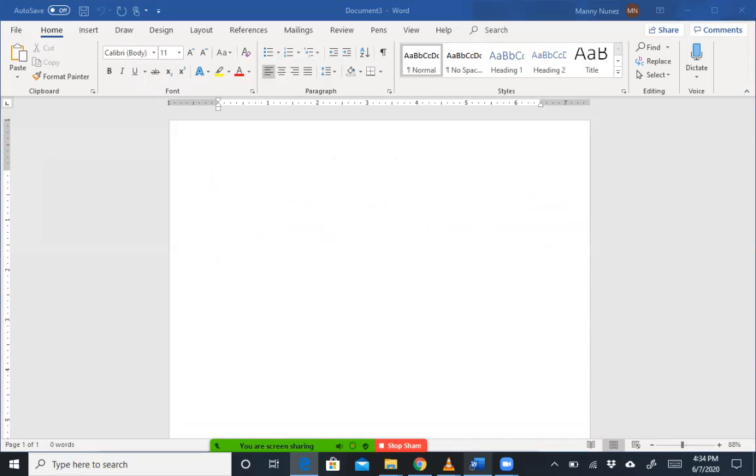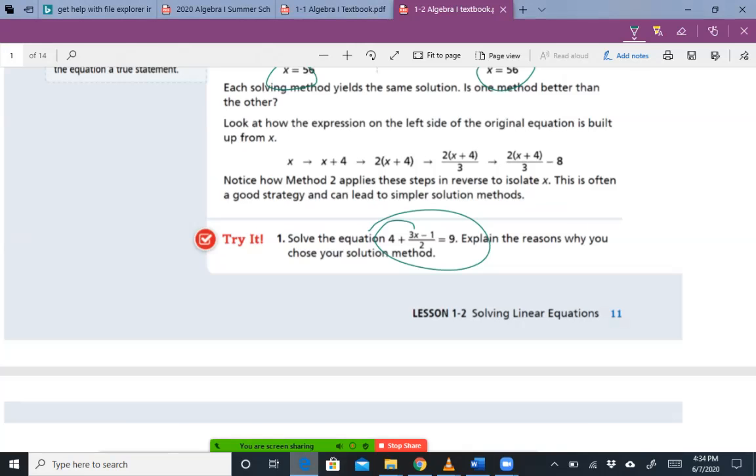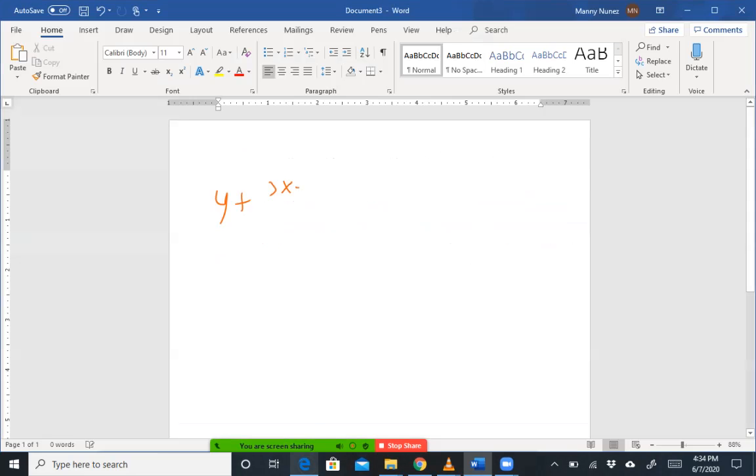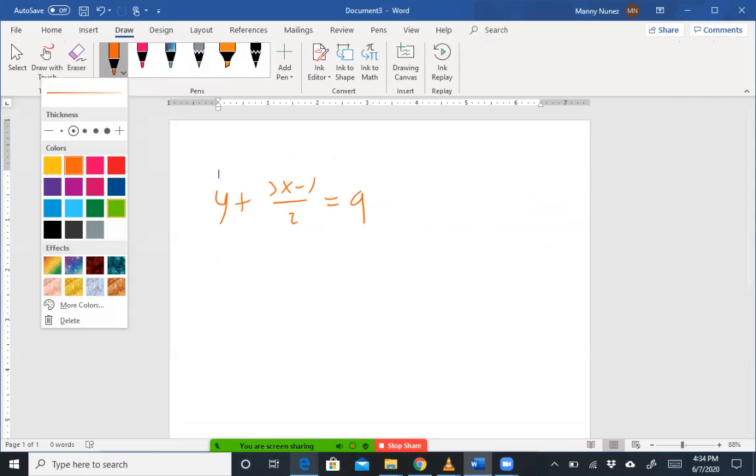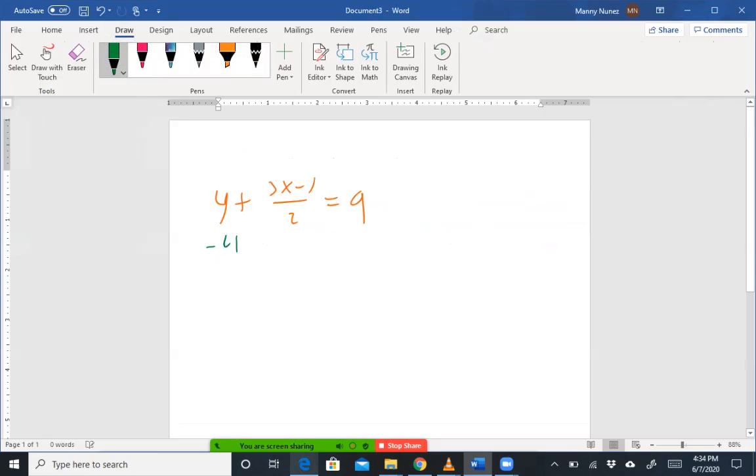Not difficult, okay? 4 plus (3x minus 1) over 2 is equal to 9. Let's subtract 4 from both sides first. Let's actually do that first. So I'm going to do this in this color, vomit green, minus 4, minus 4. Okay, I get (3x minus 1) over 2 equals 5. Now I'm going to multiply everything by 2 to get rid of the fraction.